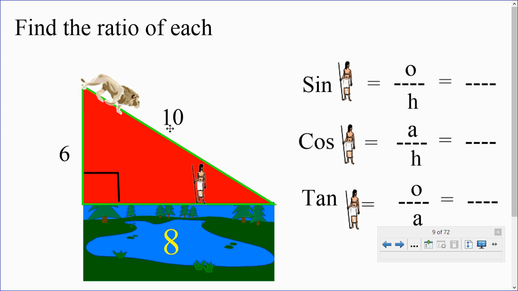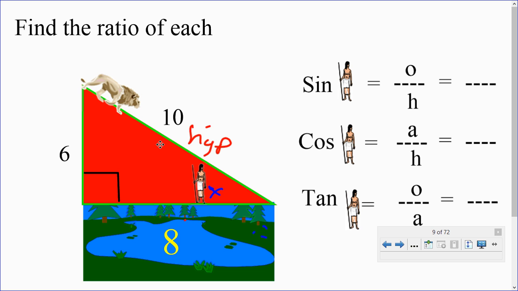So here we have SOHCAHTOA at the bottom of the mountain by the lake, and we have a line up there. That's the most dangerous side of the mountain, you remember, and it's opposite of the right angle. So that would be called our hypotenuse. And SOHCAHTOA is down here. That would be our x or our theta.